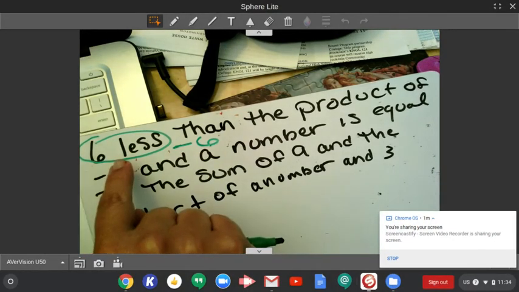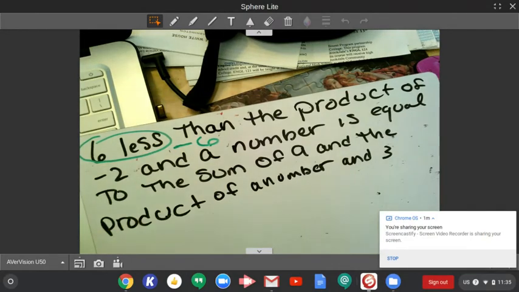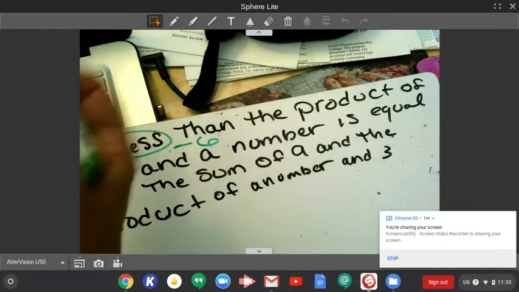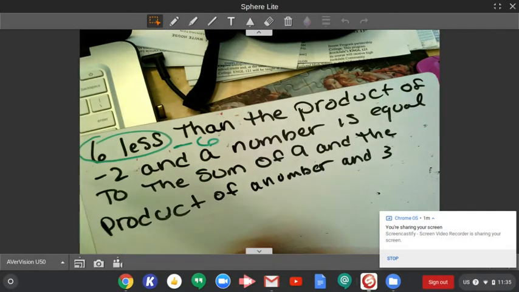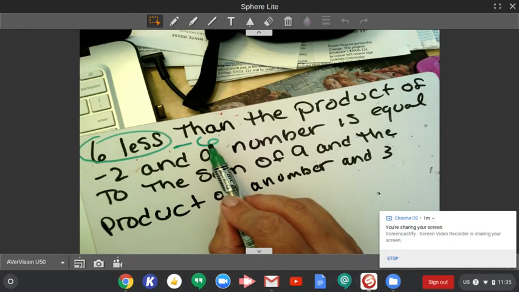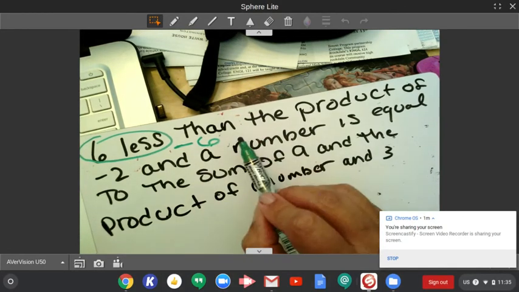Many students will do 6 minus and get that one wrong. Remember, if you see the words 6 less, 5 less, 2 less, -2 less, you're going to subtract that from something. So it's going to come at the end of the expression. It's kind of like a switch word.